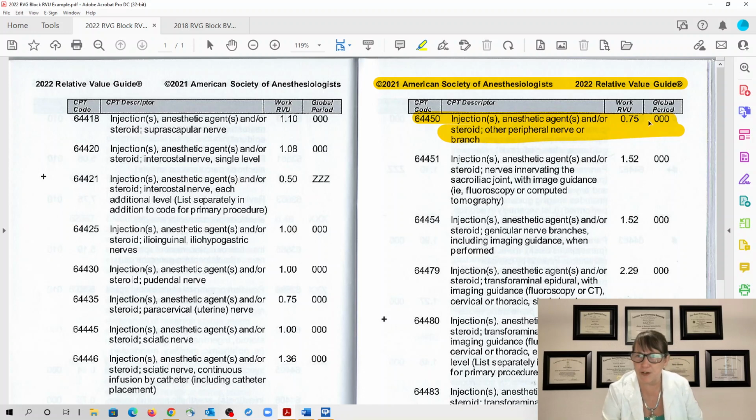So I just wanted to make sure you have an understanding of the difference between a work value and a relative value, particularly if you are calculating your known charges.